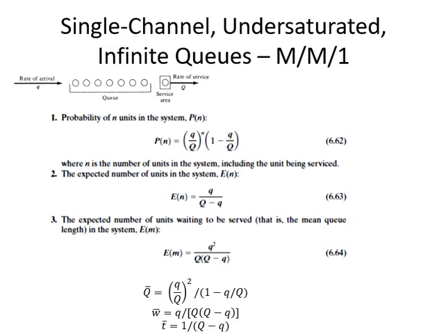Now we have a single channel, undersaturated, infinite queue example where we have the M/M/1 case. So what do we mean by M/M/1? We know the 1 is one channel. What is M/M? Both departure and arrival are stochastic.